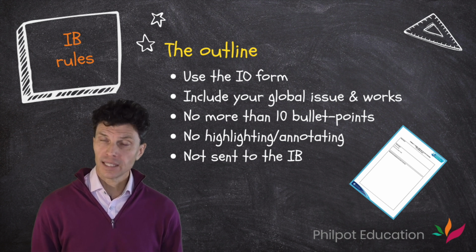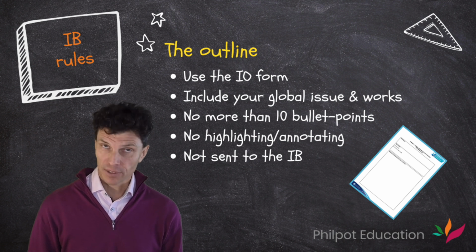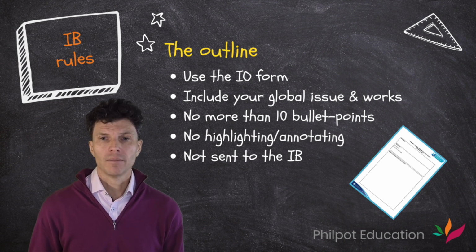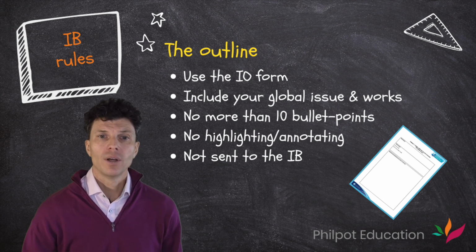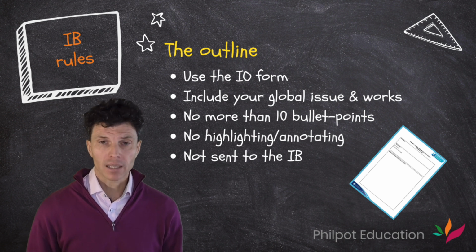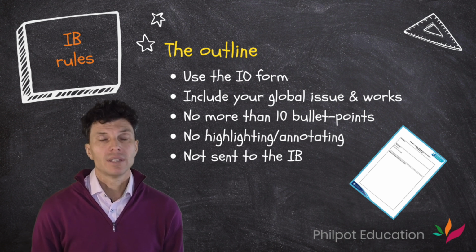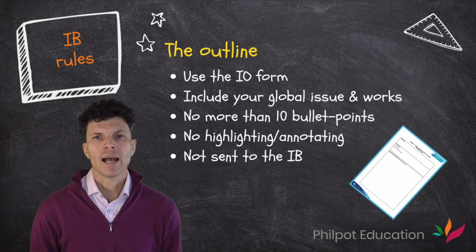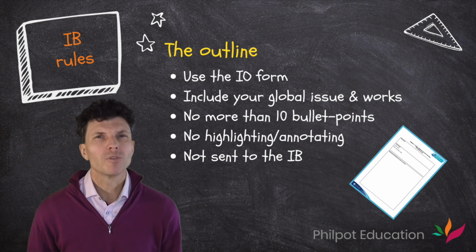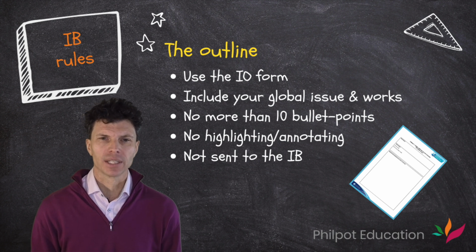The works are listed in the second box, literary and non-literary. You can put the name of the author there, the extract, the page number, the year of publication. All of those things are fine. So let's talk about that middle box, the big box that includes 10 bullet points and no more than 10 bullet points. How long is a bullet point? We'll find out when we look at some of these examples here.